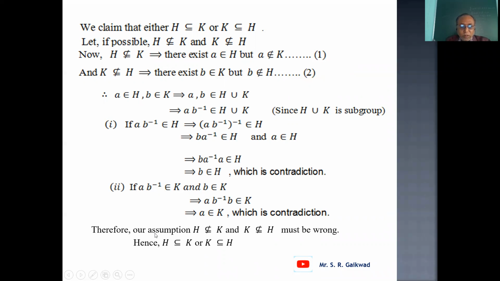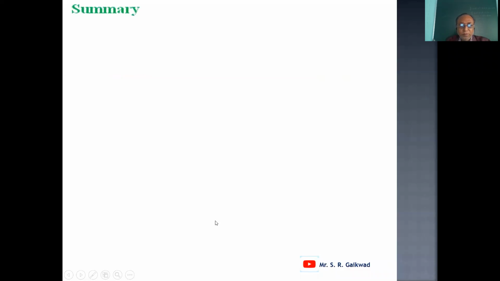And therefore, our assumption that H is not a subset of K and K is not a subset of H must be wrong. If you consider here, if possible, H is not a subset of K and K is not a subset of H, this assumption is wrong. That is, H is a subset of K or K is a subset of H. It means if H union K is a subgroup of G, then either H is a subset of K or K is a subset of H.